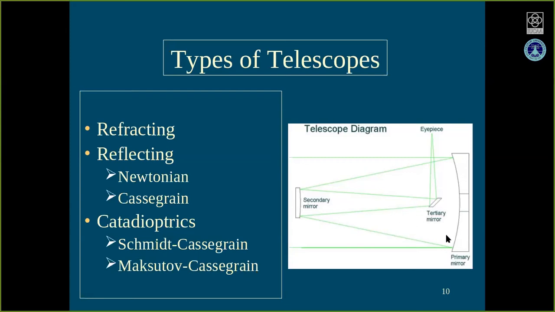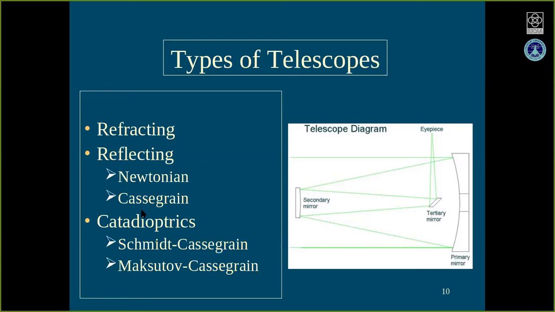If you go for refracting, then instead of mirrors we will be using lenses. So there are three different types of telescope we have. First one is refracting. In a refracting telescope we use lenses, and all the laws of refraction apply. Next one is the reflecting telescope. In a reflecting telescope we use the laws of reflection. There are two different kinds of reflecting telescope. One is Newtonian and another is Cassegrain.